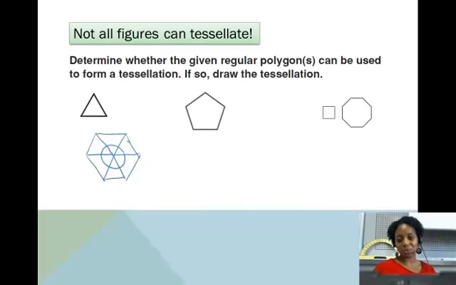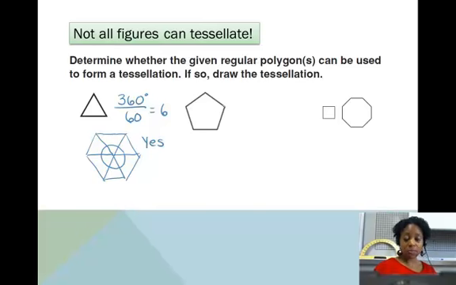Now, how can you decide whether or not a figure will tessellate without drawing it? Well, you just take the angle and see if it's divisible into 360. If you can do 360 divided by 60, and it's 6, it comes out even, then yes, it will tessellate.